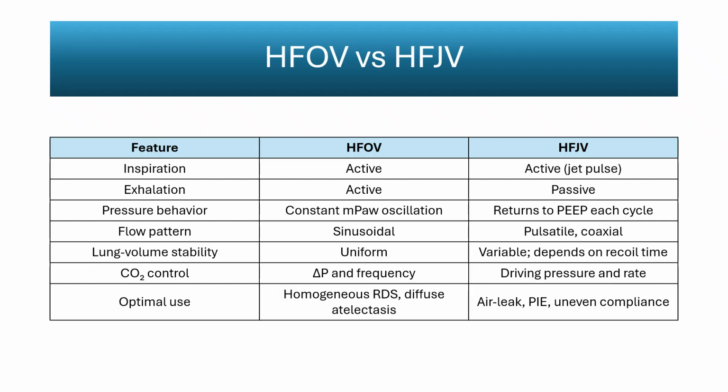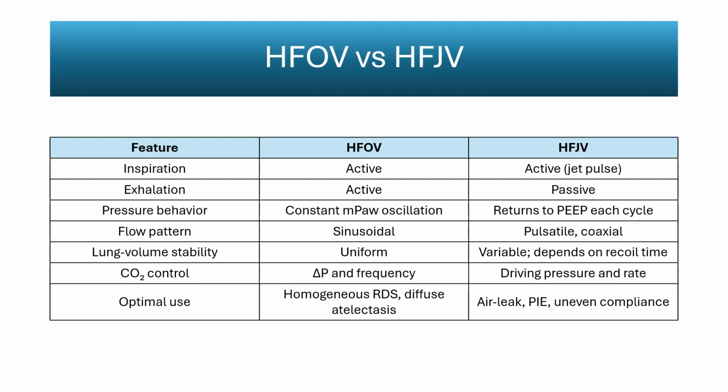The ability to separate oxygenation and ventilation control gives HFJV a particular advantage when carbon dioxide management is difficult or air trapping is a concern. The key distinctions therefore lie in pressure behavior and flow mechanics. HFOV maintains constant lung volume and distributes pressure uniformly, but can affect venous return if mean pressure is excessive. HFJV minimizes mean pressure and supports uneven lungs, but depends on passive exhalation and careful timing to avoid gas trapping.